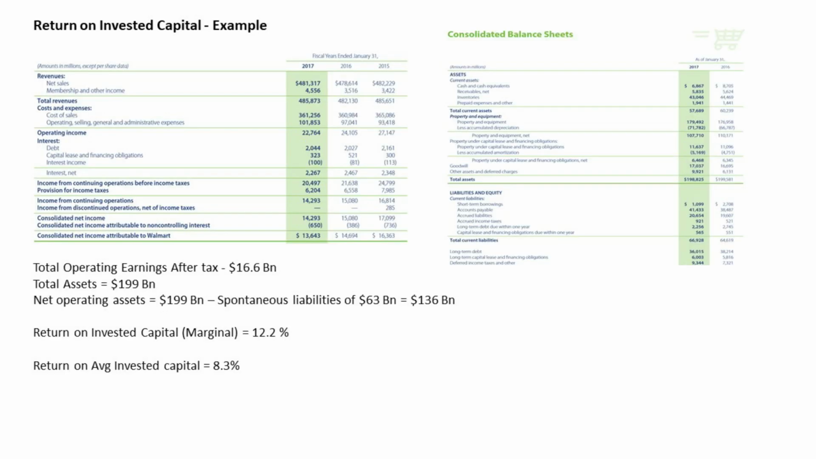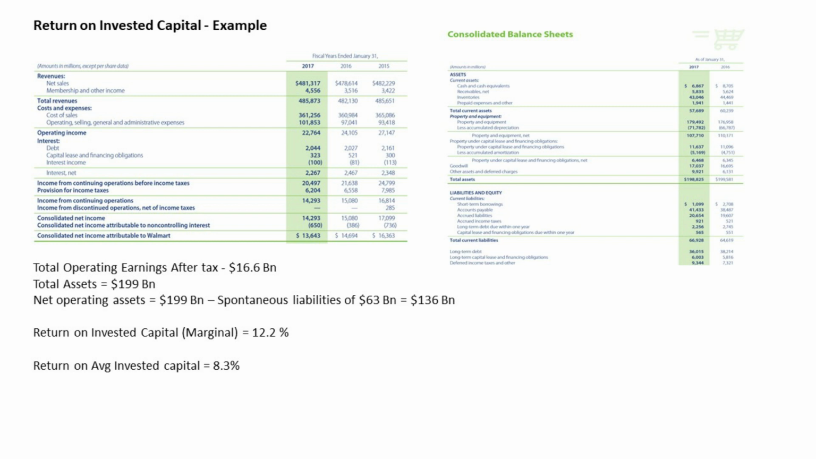Let us look at the calculation of return on invested capital with an example. This is the same Walmart balance sheet that we had seen earlier. This is the income statement on the left side, which shows the total revenues, the costs and expenses, and the total operating income, which was $22.7 billion in 2017. On the right side is the balance sheet, because you need both these statements to arrive at return on capital employed.